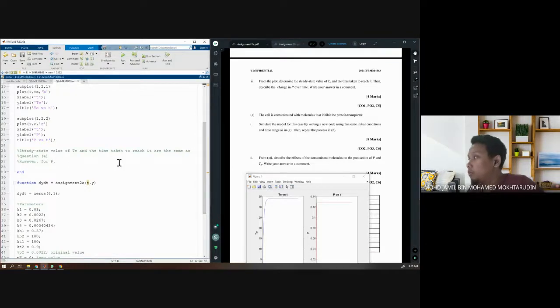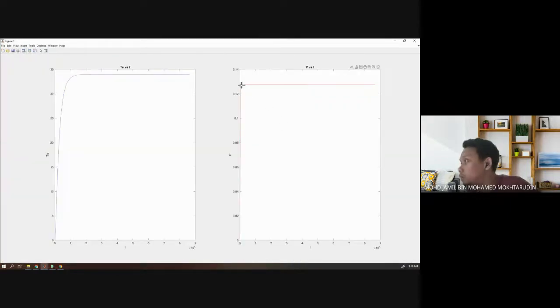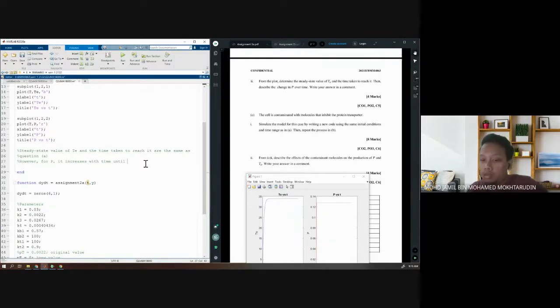However, for P, it increases with time until about 0.1 times 10 power of 4 time, and reaching a steady state value of about 0.12 to 0.14.